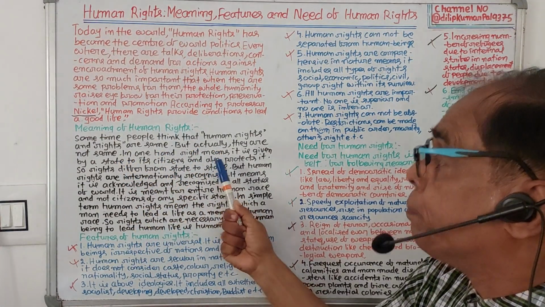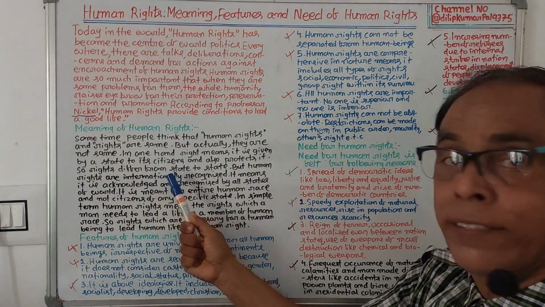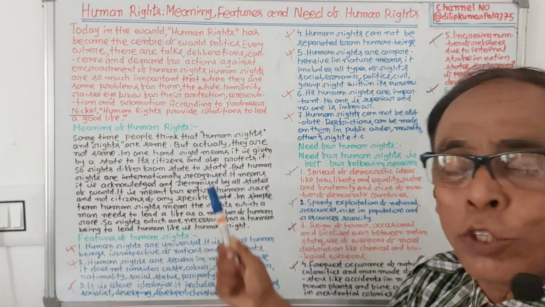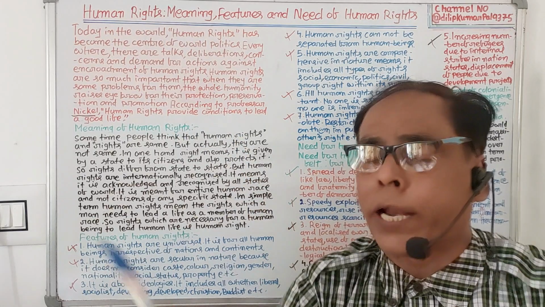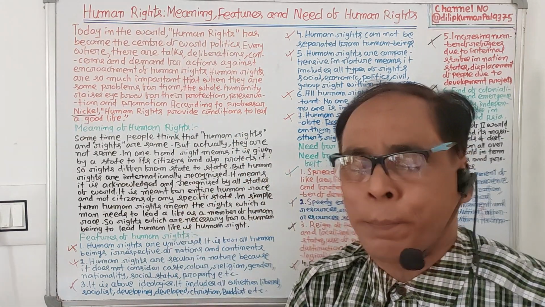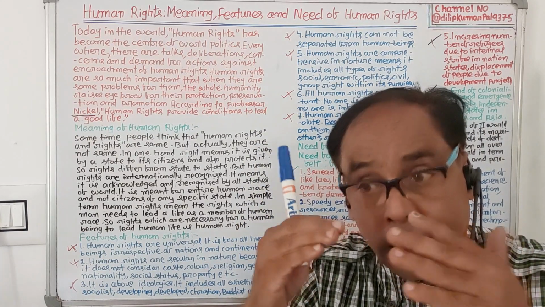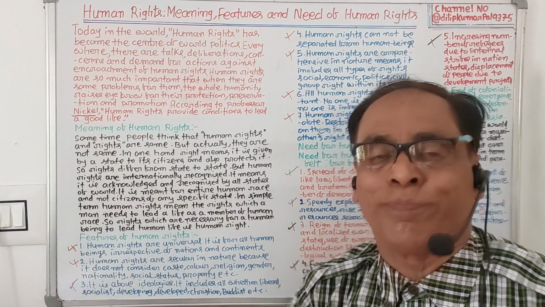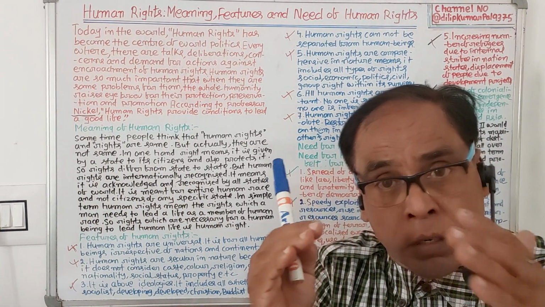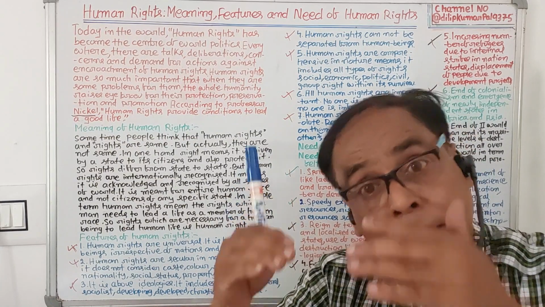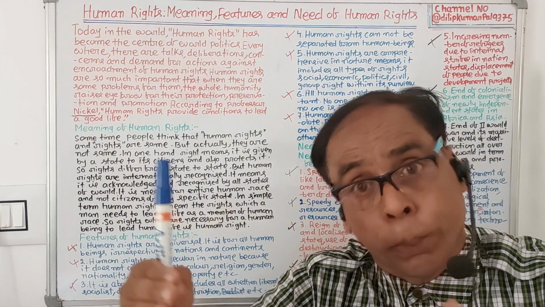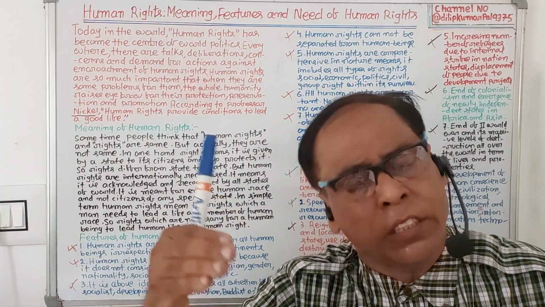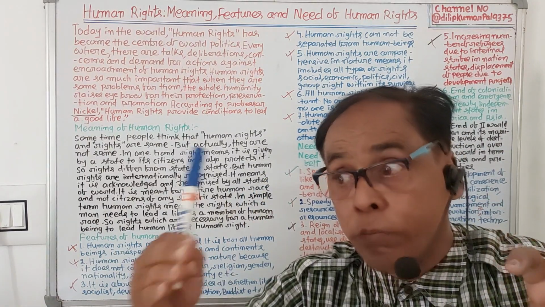In one hand, right means it is given by a state to its citizens and also protects it. So, rights differ from state to state. So sometimes people are confused between rights and human rights. But actually rights and human rights are different. Rights mean which are given by a state to its citizens. And state also protects it. So rights mean the privileges given by the state to its citizens and state also protects it. So every state provides rights to its citizens. So rights differ from state to state.